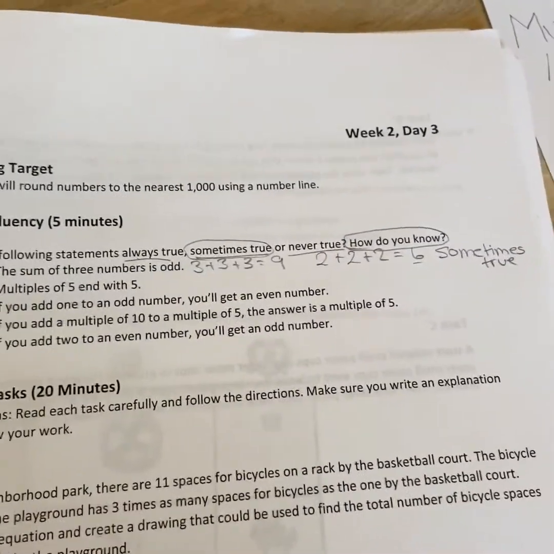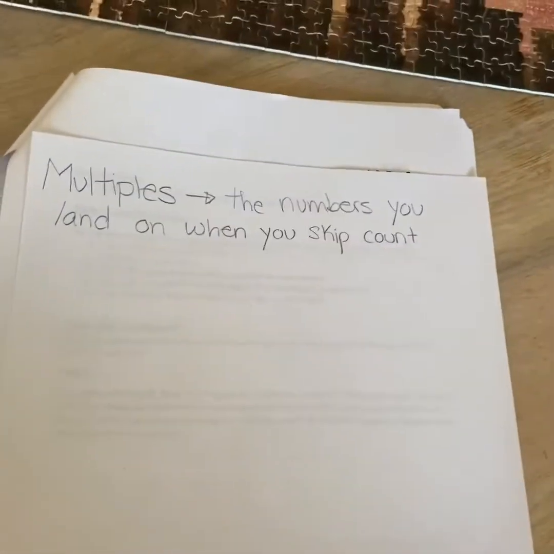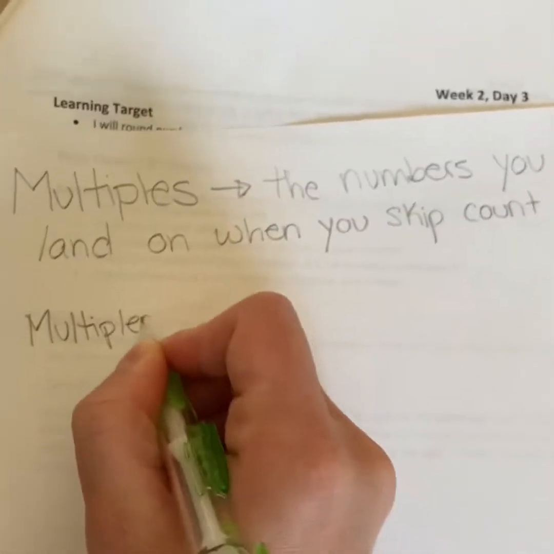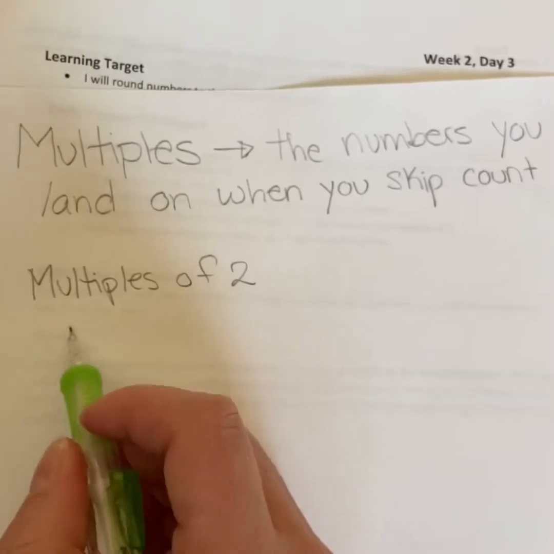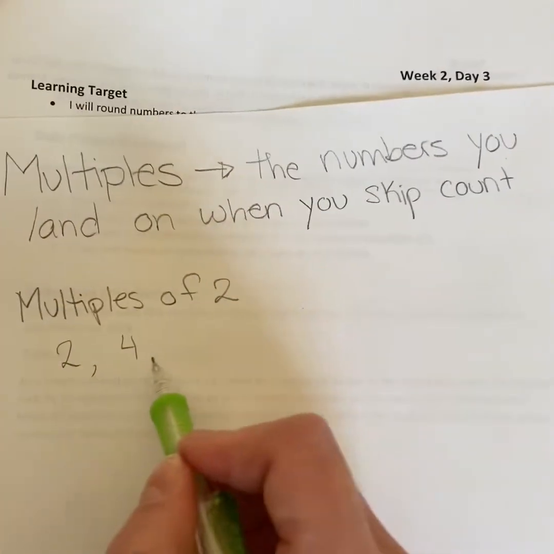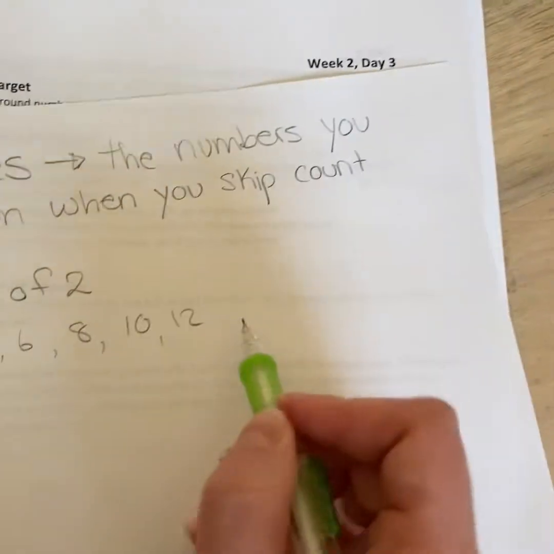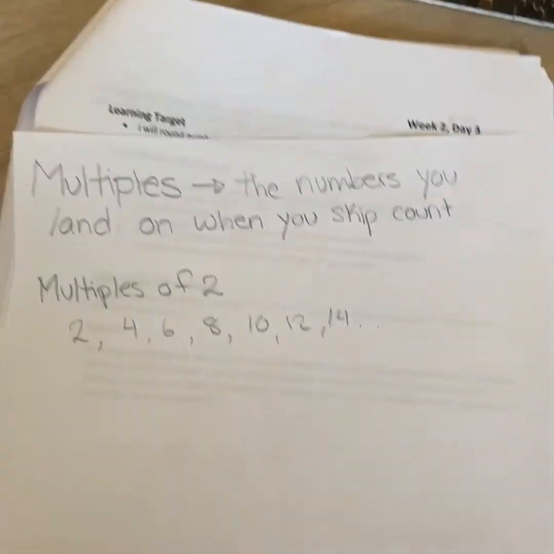Now, there are quite a few of these that ask you about multiples. So I wanted to review what multiples are. A multiple is just the number you land on when you skip count by another number. So for example, if I were going to find the multiples of 2, I would just skip count by 2, and you can do this with me. 2, 4, 6, 8, 10, 12, 14, and it keeps going on and on and on. Multiples are infinite. They never end.